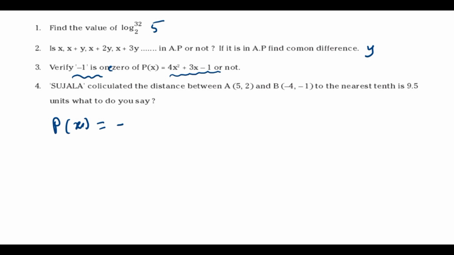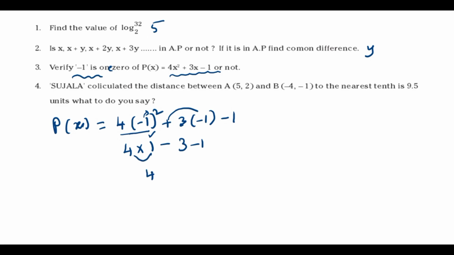4 into minus 1 whole square plus 3 into minus 1 minus 1. So 4 into minus 1 square is 4 into plus 1, because minus 1 whole square gives a positive result. Then plus into minus is minus, so minus 3 minus 1. So 4 minus 3 minus 1 is 0. Then your right answer is yes, it is a zero of the polynomial.